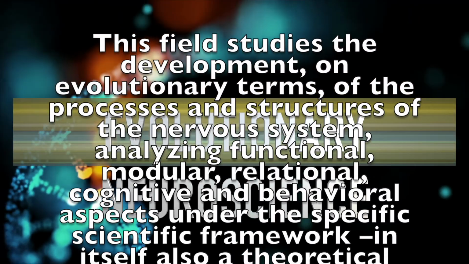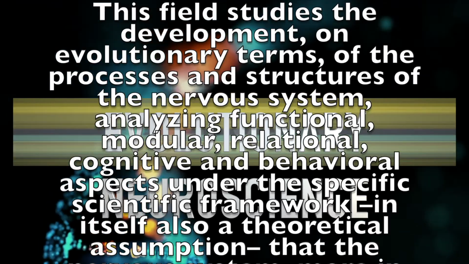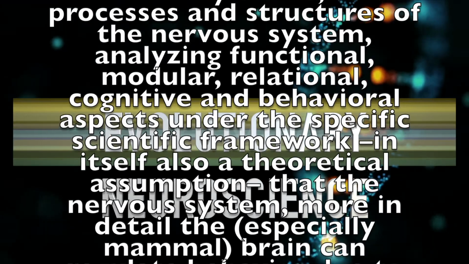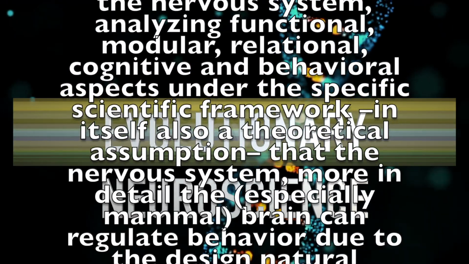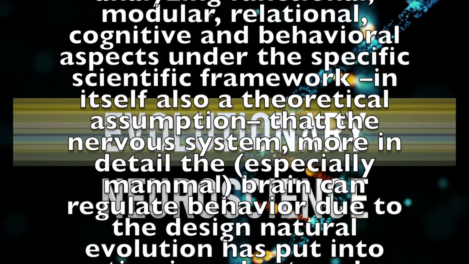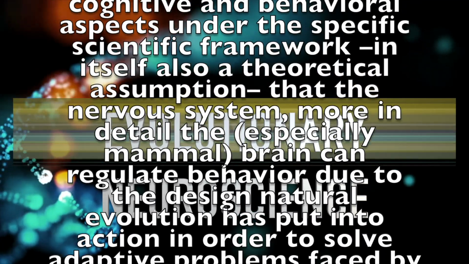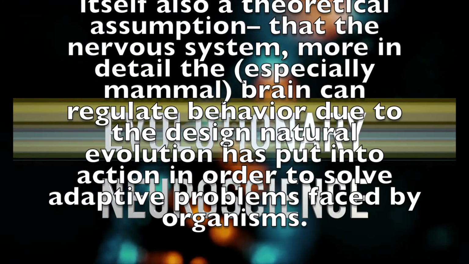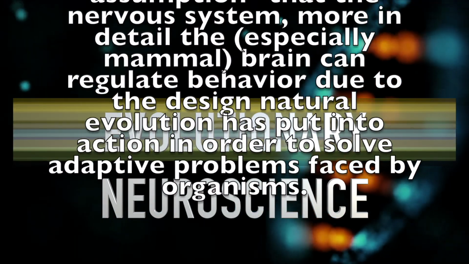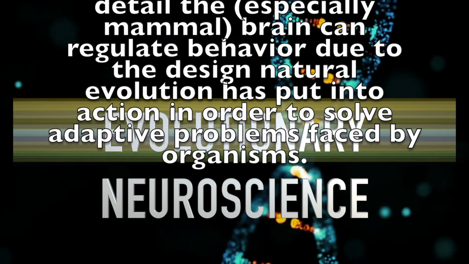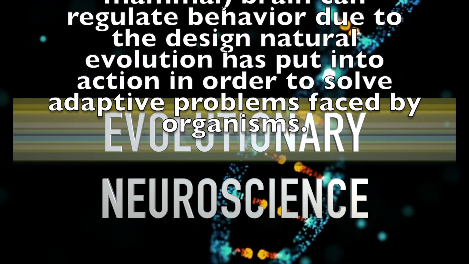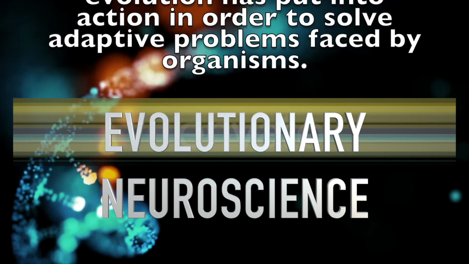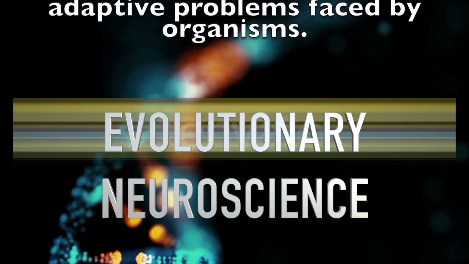Now, evolutionary neuroscience studies the development, in evolutionary terms, of the processes and structure of the nervous system, analyzing functional, modular, relational, cognitive, and behavioral aspects under the specific scientific framework that the nervous system can regulate behavior according to the design natural evolution has put into action in order to solve adaptive problems faced by organisms. In this sense, concepts and diagnostic terms such as maladaptive behaviors in psychology, psychotherapy, and psychiatry have their evidence-based foundation in these biological underpinnings.